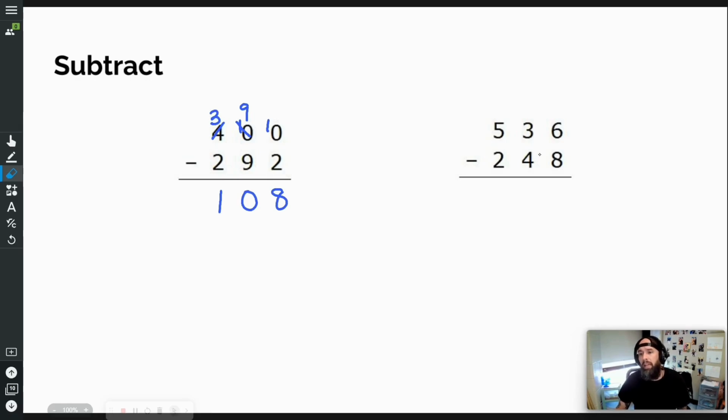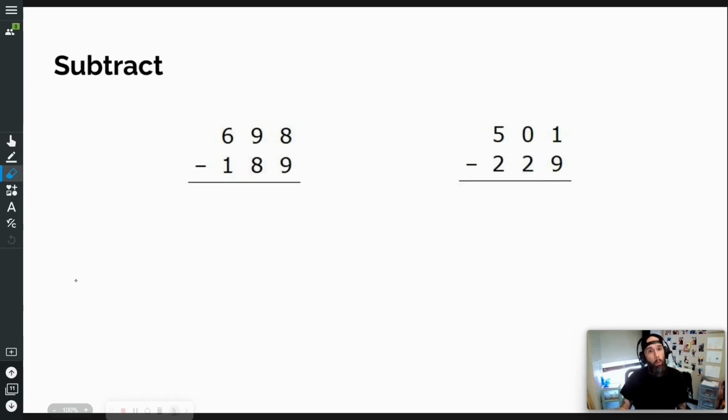6 minus 8 can't do it. Borrow from 3 and make you a 2. 16 minus 8 is 8. 2 minus 4 can't do it. Borrow 1 from 5 and make you a 4. 12 minus 4 is 8. Write it under the line. 4 minus 2 is 2. And you end up with 288.